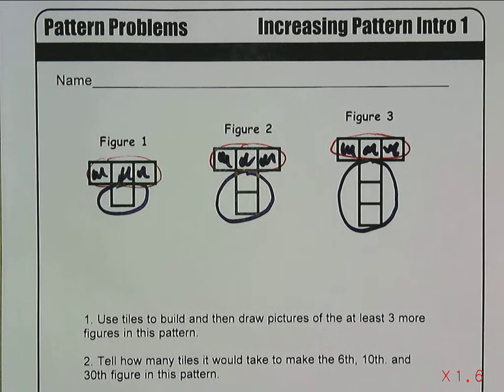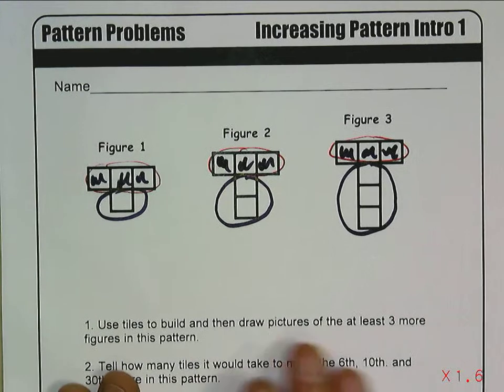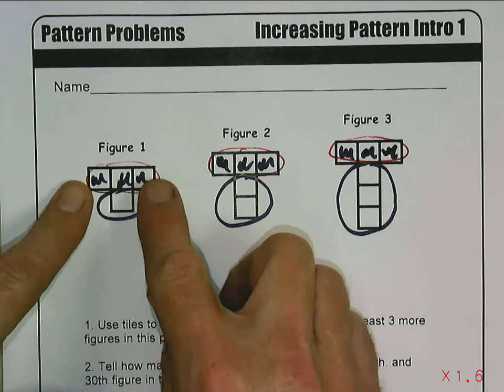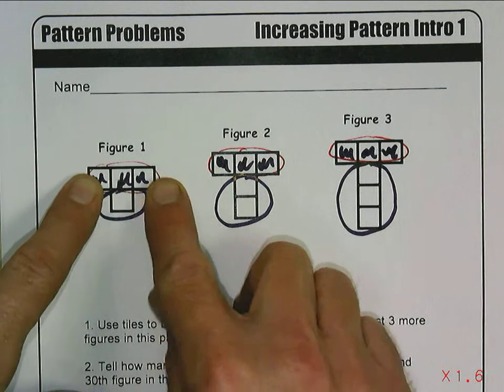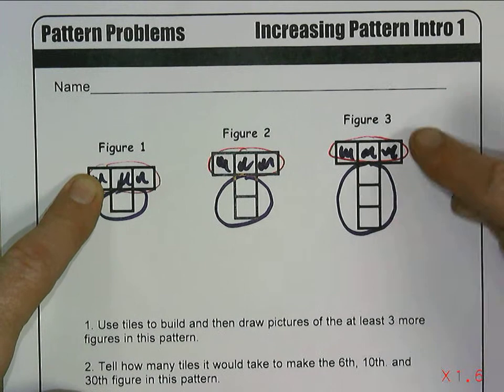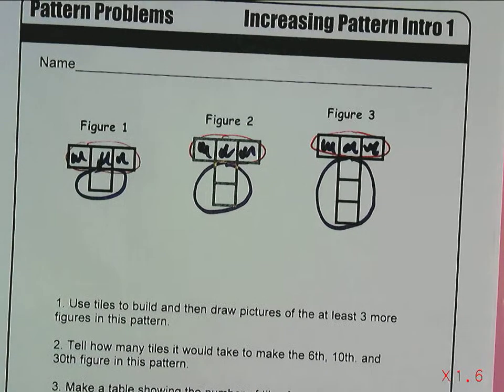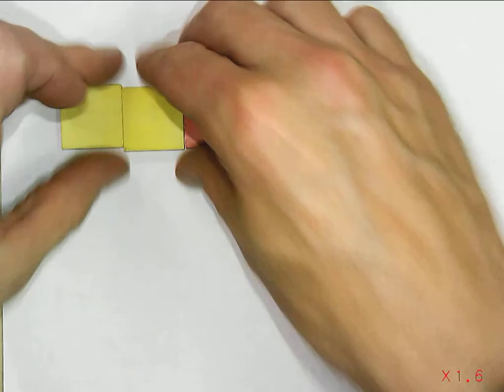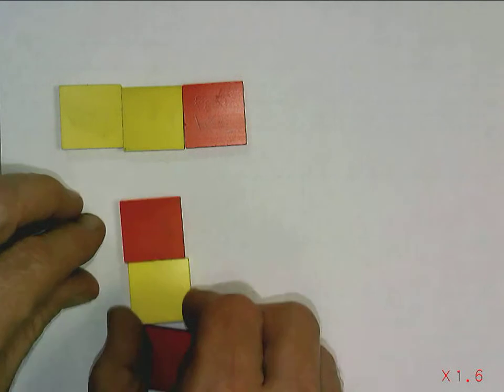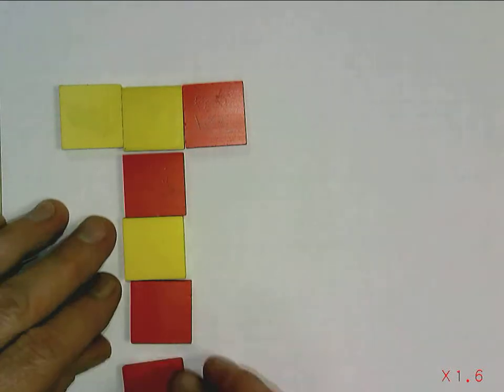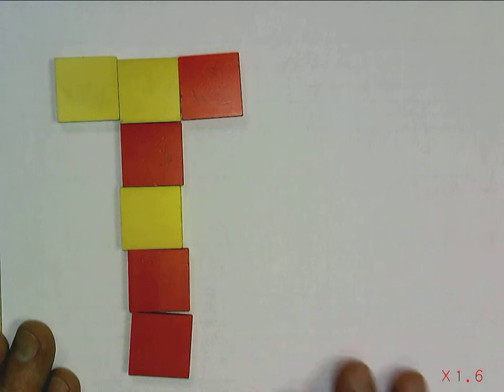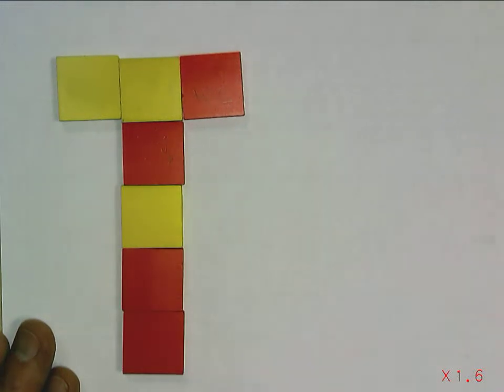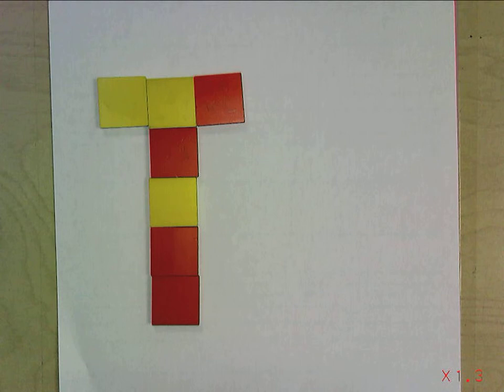So if I want to extend this pattern to figures 4, 5, and 6, to do at least 3 more with tiles, I think I can see that the top is just going to be 3 each time, and the bottom's going to get extended 1 more each time. So figure 4, based on this, should look like 3 here, and then 1, 2, 3, 4 more there. So there's figure 4, and then I'll get figure 5 in here.